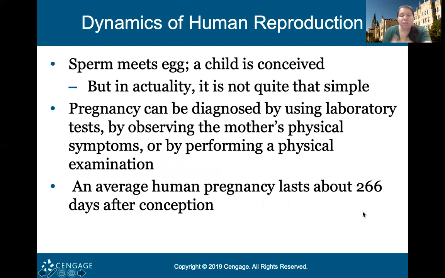So, human reproduction, we all know, a sperm meets the egg and a child is conceived, but it's not quite that simple, obviously, in real life. The average pregnancy lasts 266 days. It's also usually about 9 months or about 40 weeks. And so, if you have a baby that is born early, earlier than 40 weeks, depending on the size of the baby and how far along they are, usually anything born earlier than 36 weeks is usually considered a premature preemie baby.